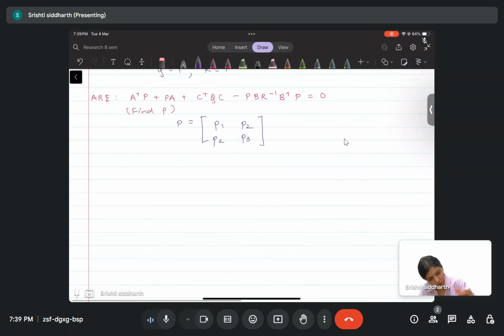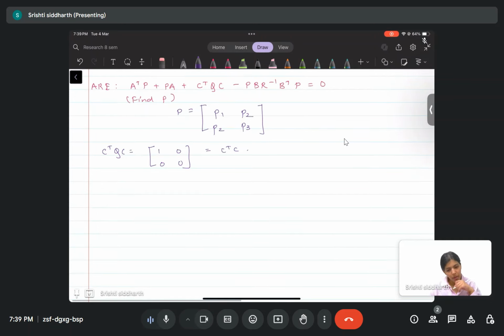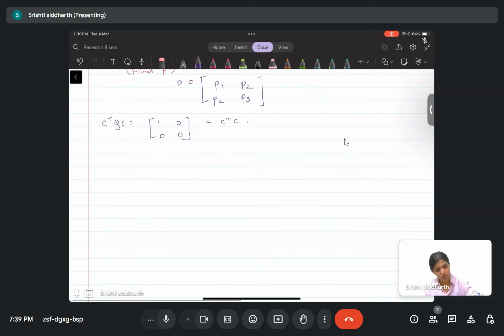Formula. So C transpose QC is already known. C transpose C, right? Because Q is 1. And then we can figure out the rest of the terms of the algebraic Riccati equation and get the values for P1, P2, and P3. So I'm going to write down the matrix form of the equation that we get. So we get 1 minus P2 squared, P1 minus P2, P3.